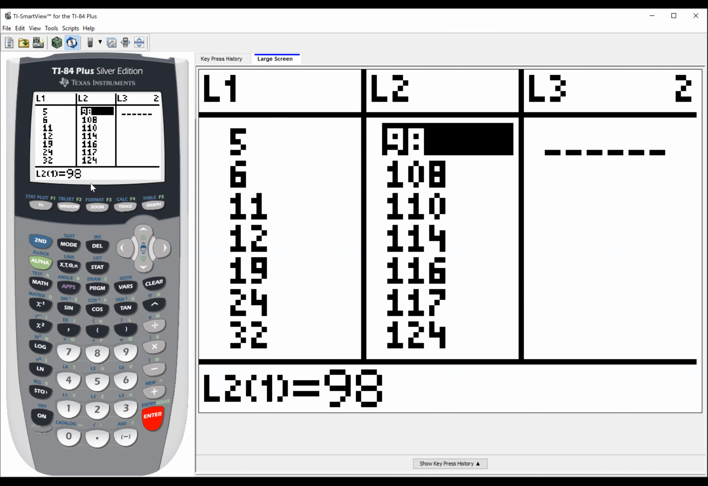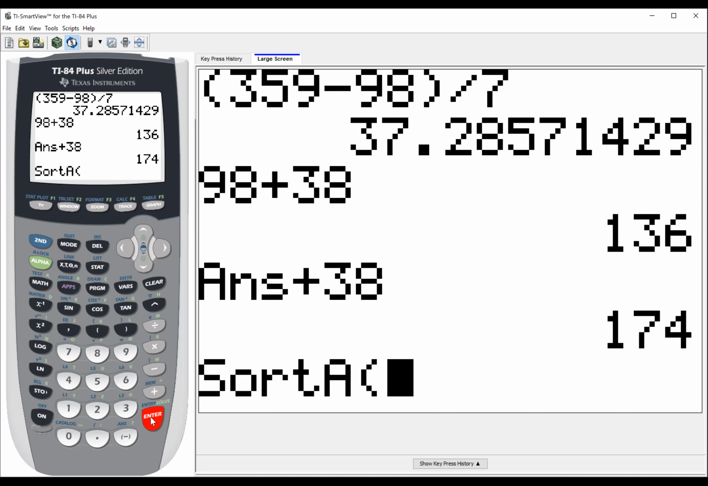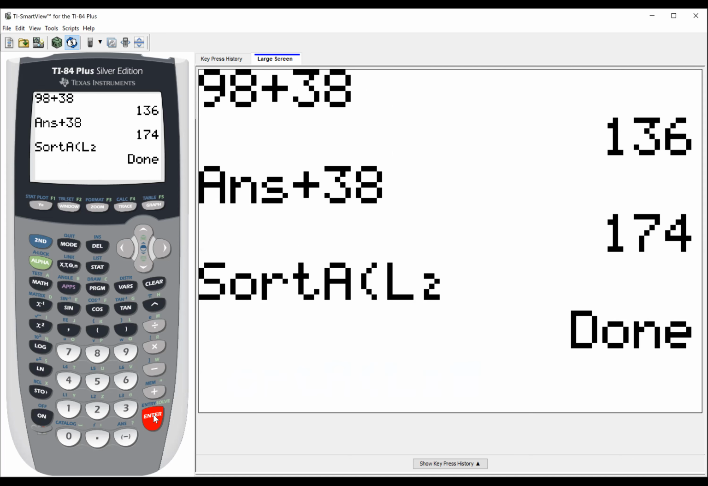Then to sort it, you're going to press stat again, and now you're going to choose sort A for ascending order. You tell the calculator what list you want it to sort. Mine was L2. Remember, each of the keys 1 through 6 has a list above it in blue. So L2 is above the number 2 key. I press second and then 2, and it pulls up L2. I press enter, and it's done.